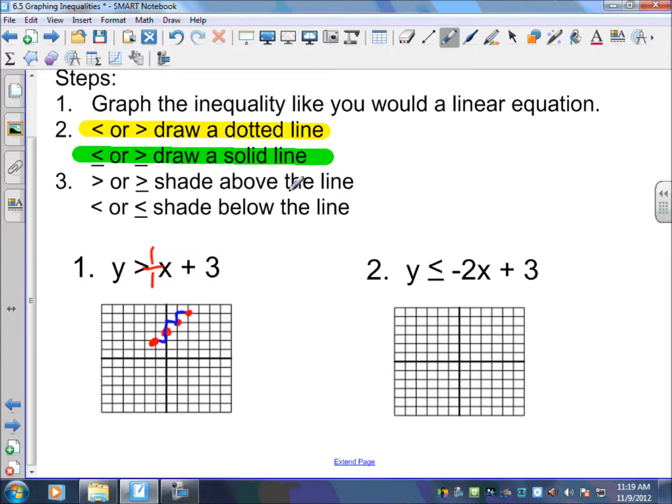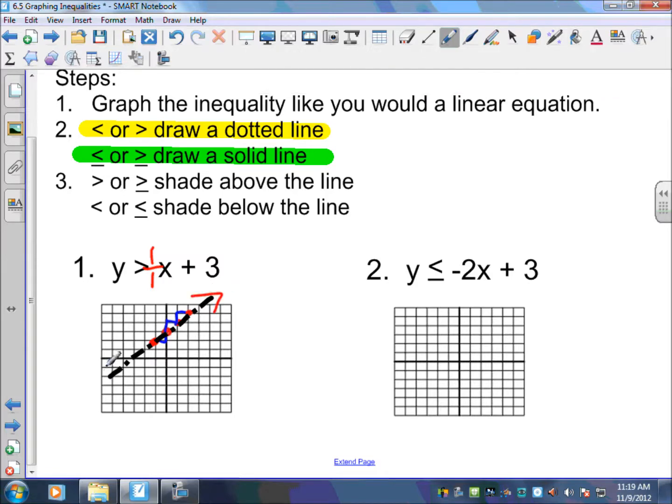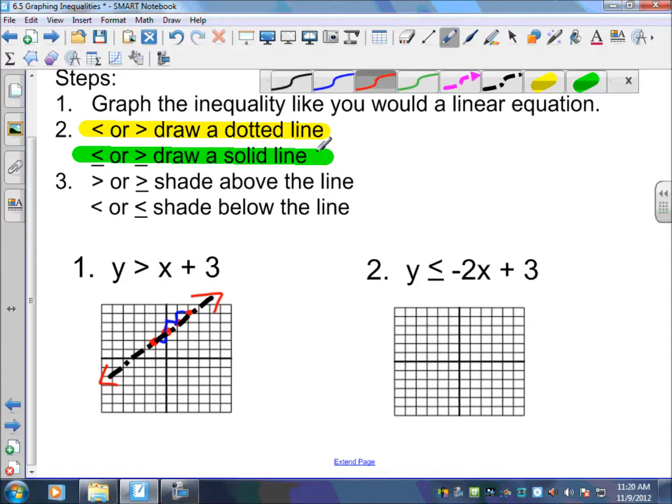Now, here is where we need to be careful. We cannot draw a solid line to connect these dots because there's no line underneath my inequality. So I have to draw a dotted line. I use a dotted line to connect my dots. And then I put arrows. The reason I'm using a dotted line is because there is no "or equal to" on my inequality.